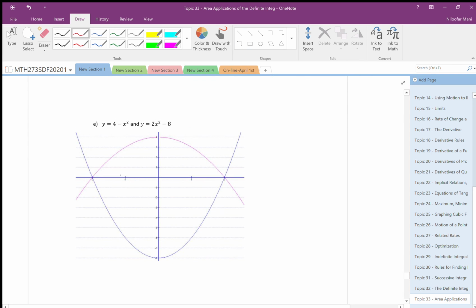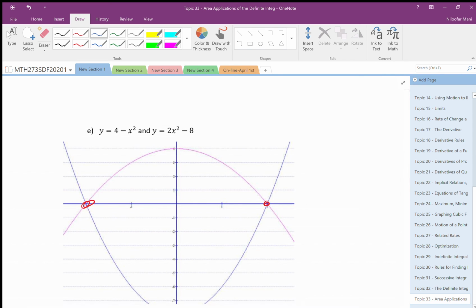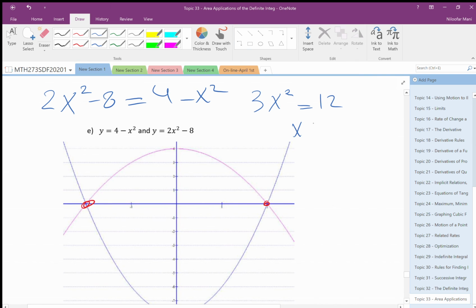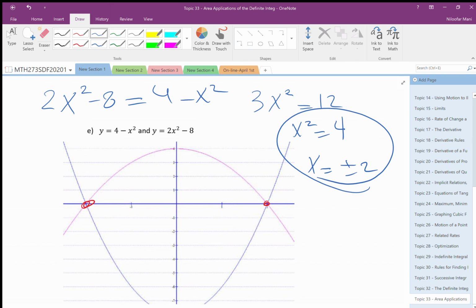Okay, so how about here? You have to find these 2 points. How do you find them? You have to put them equal. I feel these are not really hard. So 2x squared minus 8 equal 4 minus x squared. I have to put them equal, and then I have to find x. So here I have 3x squared equal 12, and I have x squared equal 4, and I have x equal plus minus 2. Again, some of you made a mistake in the test. You have to say plus minus for sure. When you have power 2, when you have power 4, you have to say plus minus. So you have 2 points, not just 1.